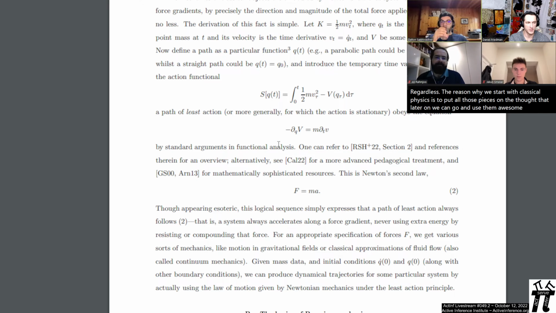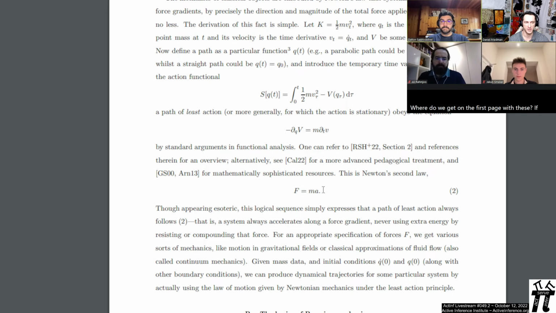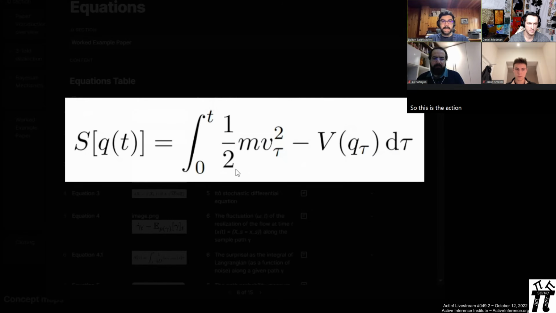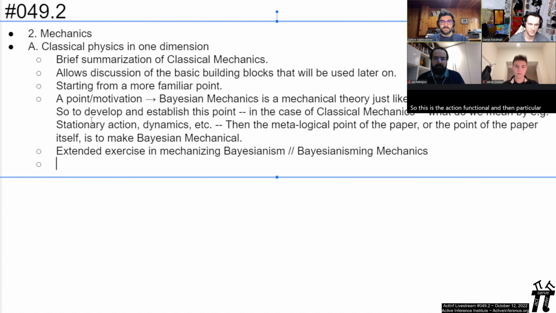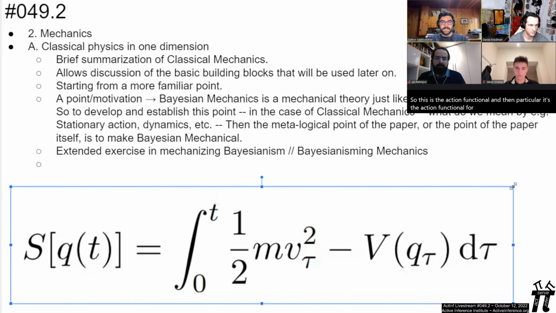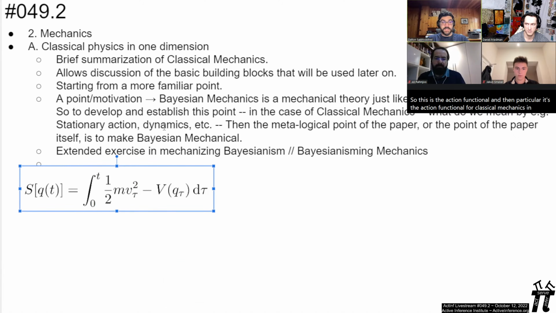Awesome. So equation 1 and 1.1, just using a decimal point to reflect unnumbered formalisms that follow a numbered formalism. Where do we get on the first page with these equations 1 through 2? Yeah, equation 1 is starting really from the very basics. So this is the action functional. And in particular, it's the action functional for classical mechanics in the Lagrangian setting.